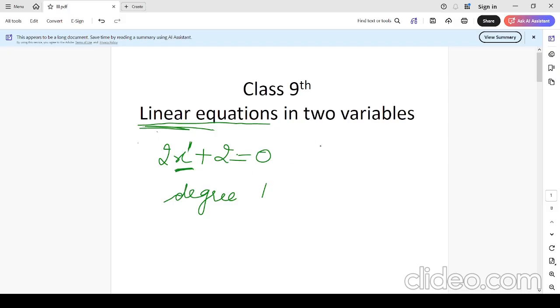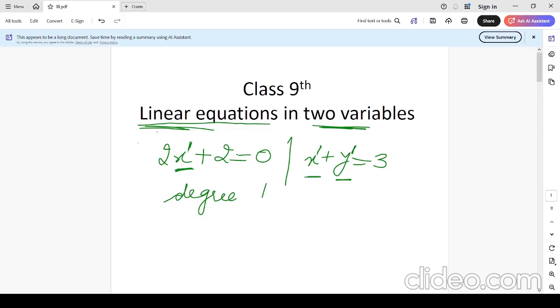Now the next part is variables. Is it an equation in two variables? No, it's an equation in one variable. What exactly is an equation in two variables? If I write x plus y equals 3, then this is an equation in two variables because we have one variable as x and the second variable as y. So is it a linear equation? Yes, because the degree of x is also 1 and the degree of y is also 1. So it is a linear equation but in two variables.